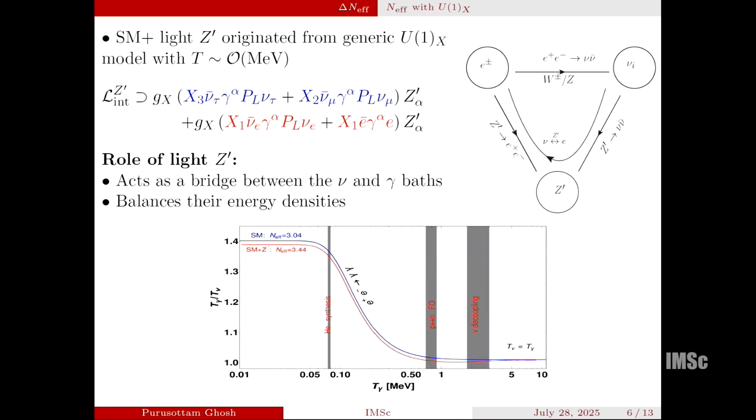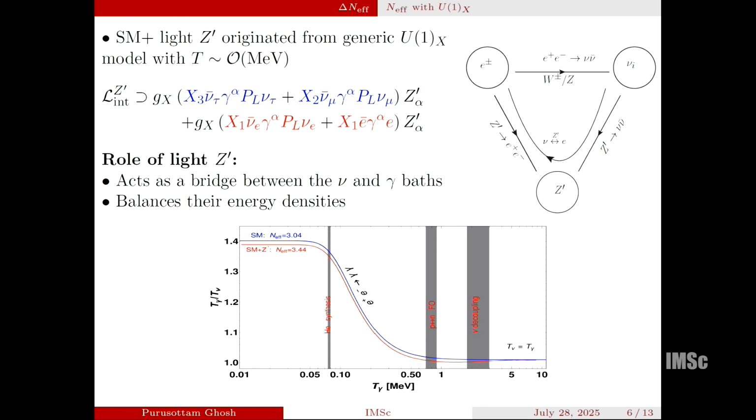Therefore, in the presence of the Z prime, this is the relevant interaction for our discussion. Here the Z prime forms a different bath along with the photon and neutrino baths, and the Z prime acts as a bridge between the neutrino and the photon bath. It also tries to maintain the energy density of the neutrino and the photon bath via scattering and decay.